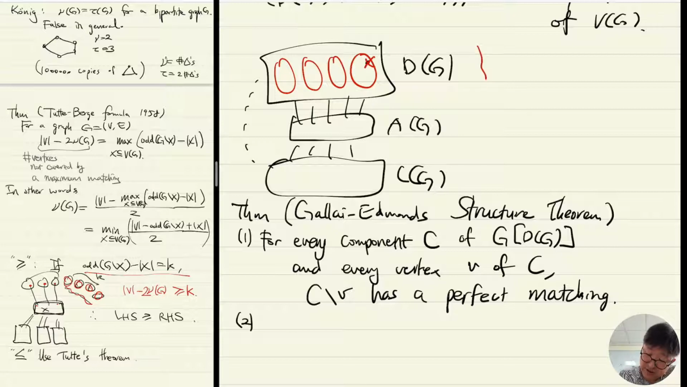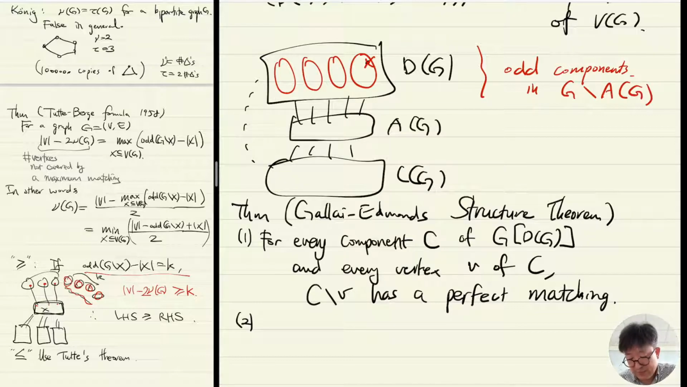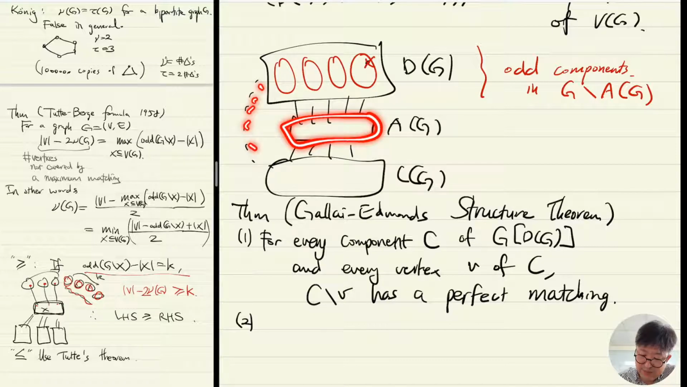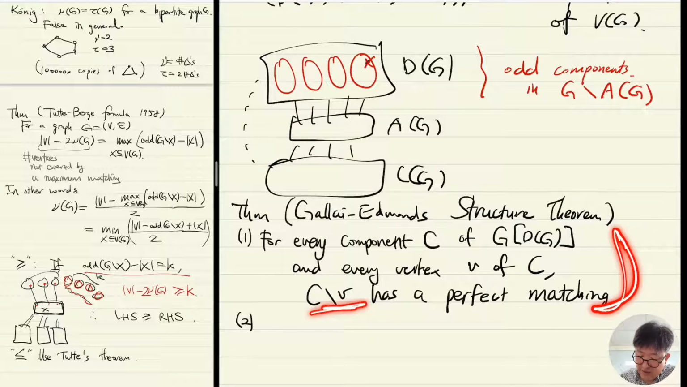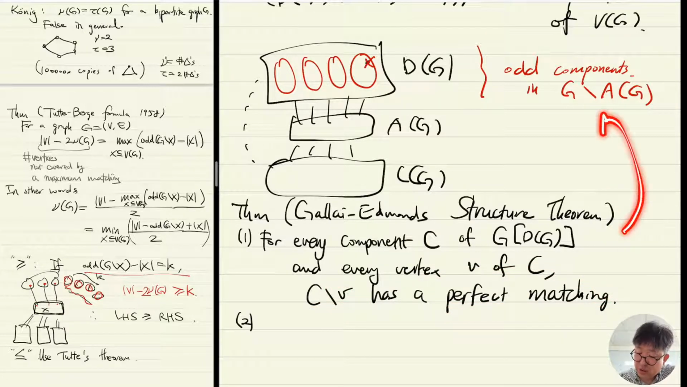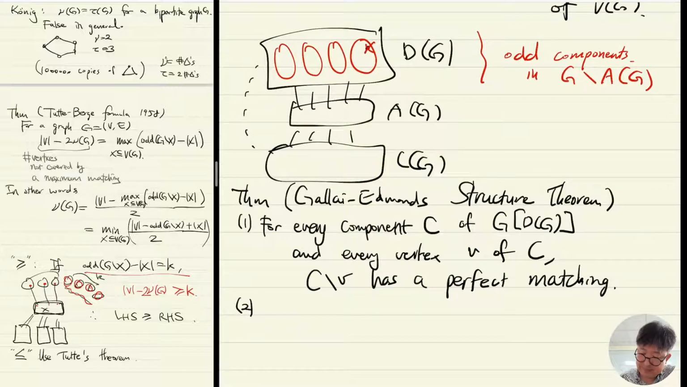So these become the odd components in G delete A(G). Is that clear? Because when I delete A(G), there are no edges from D to C, because A is the set of neighbors of D. And this statement says that I can delete one vertex and have a perfect matching. If you have a perfect matching, you have an even number of vertices, but you have one more vertex. So if this is true, then they become odd components.